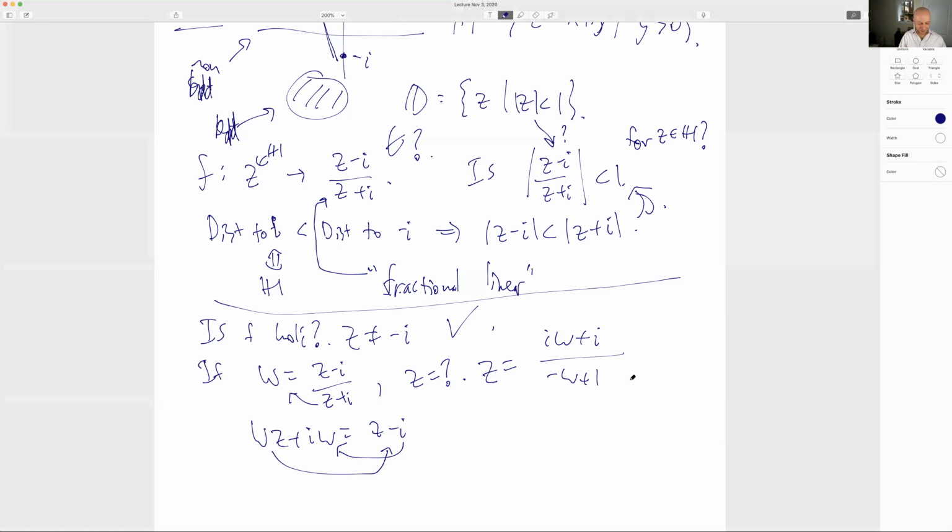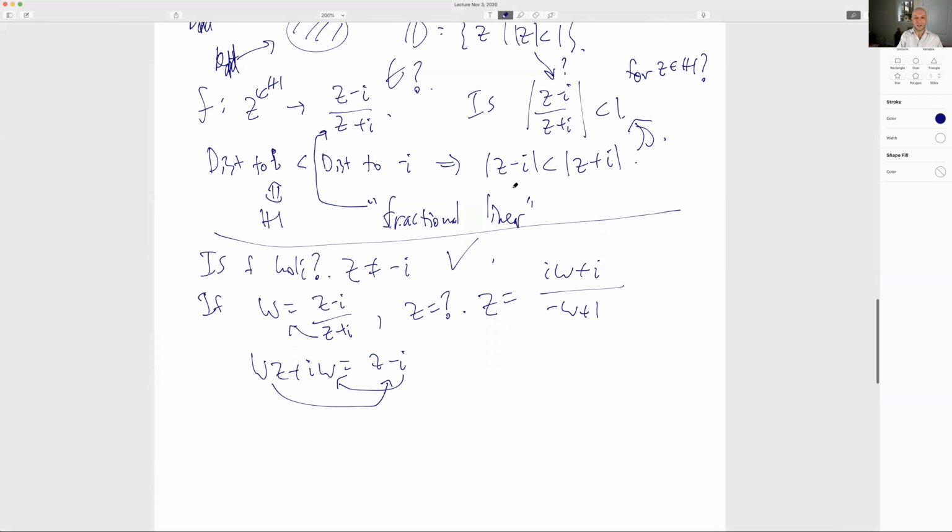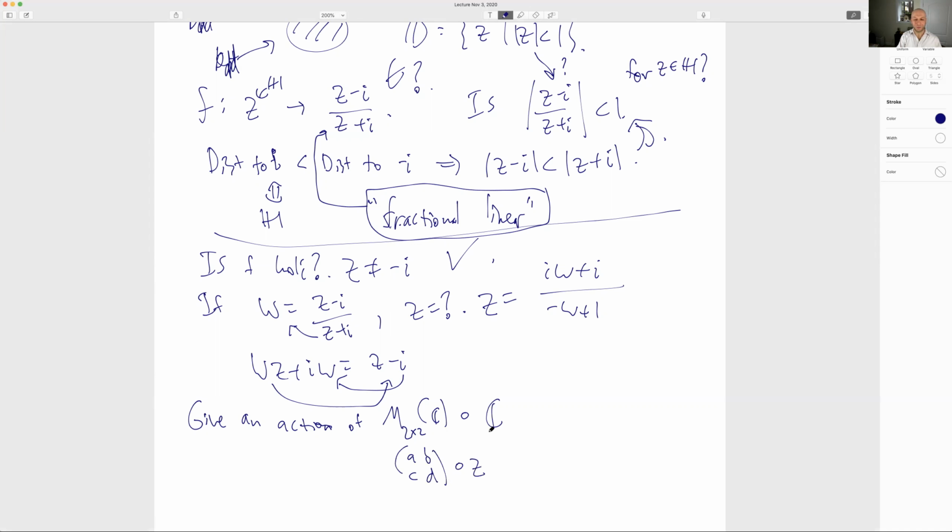Now, here's how you could have done this in 1 second. The nice thing about fractional linear maps is that you can express them in terms of matrices. So let's give an action of 2 by 2 matrices, let's say with complex entries, acting on the complex numbers. If I have a 2 by 2 matrix a, b, c, d acting on some point z, by definition, this is the general fractional linear map: az plus b over cz plus d.